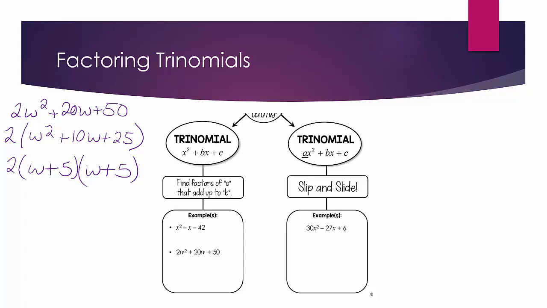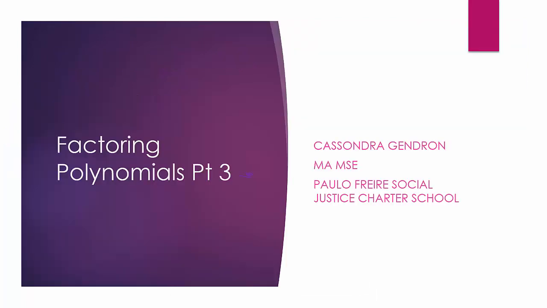So let's look at 30x squared minus 27x plus 6. First thing I'm going to do is I see that there's a 3 in all of these things. So I'm going to pull that 3 out. I'm going to pull... whoops.